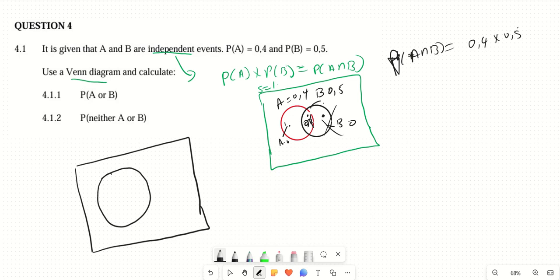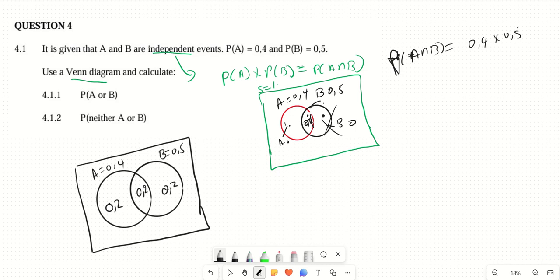So we use the same color now so that I can do this first. This is 0.2. Now remember that this was B, which was 0.5, and this was A, which was 0.4. So now I said this is A only. If it's A only, we remove B. So here we have 0.4 minus 0.2, which gives us 0.2 for A only. So B only is 0.5 minus 0.2, which is 0.3.